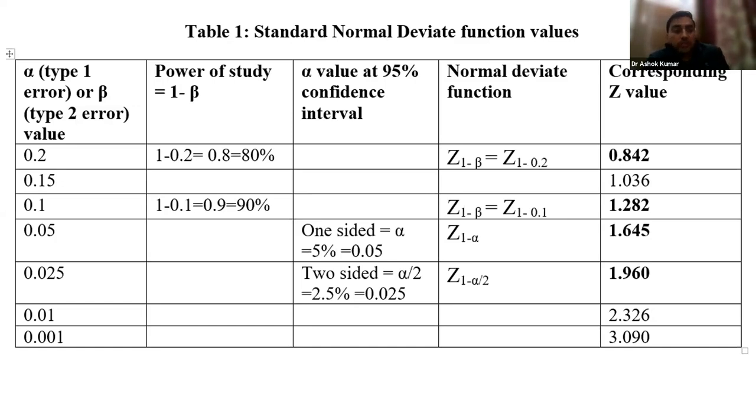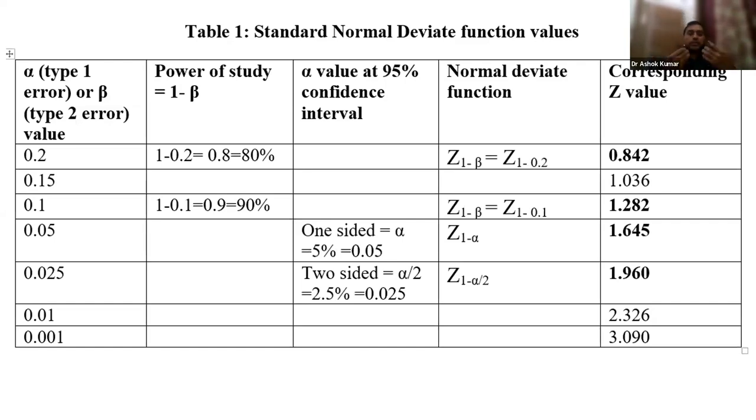And what is beta? Beta is to accept the null hypothesis when it's false. We are not rejecting the null hypothesis, but in actual it is false. We should reject it, but we are not rejecting. So we are committing an error, and it is called a type 2 error. And what is power of study? It is 1 minus type 2 error, 1 minus beta.